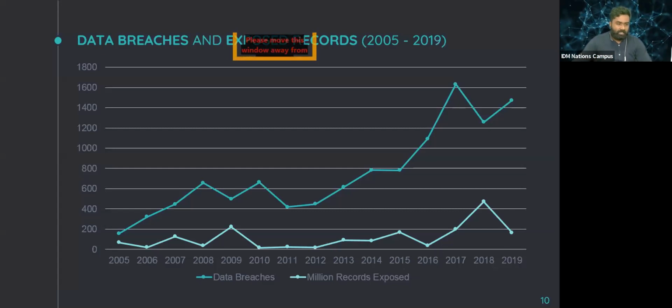So these are some stats. Still in 2005 to 2019, there was a lot of hacking and data breaching happening. So these are some examples of it.